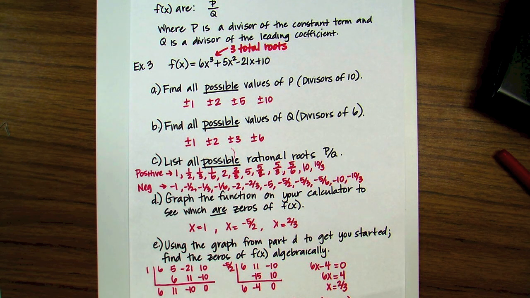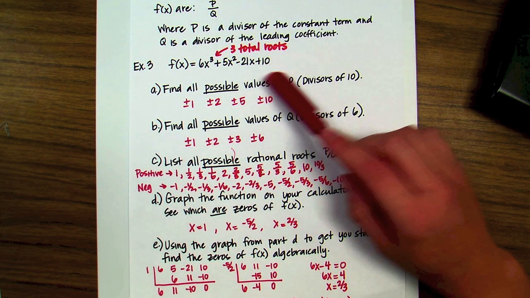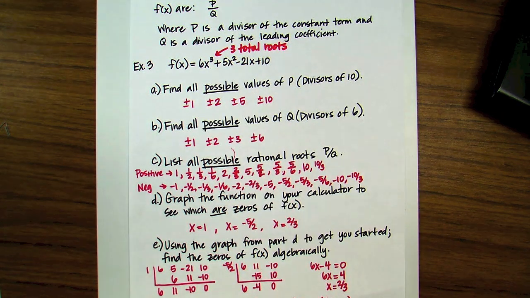So you've got your polynomial in standard form. Think of the constant term, which is the term at the end, being associated with p, and the leading coefficient being associated with q.